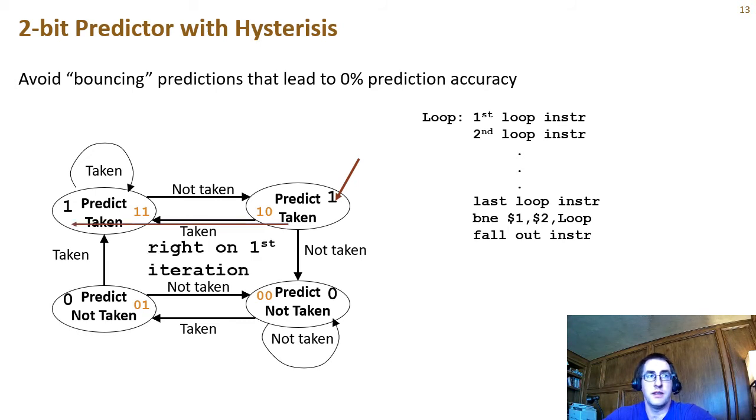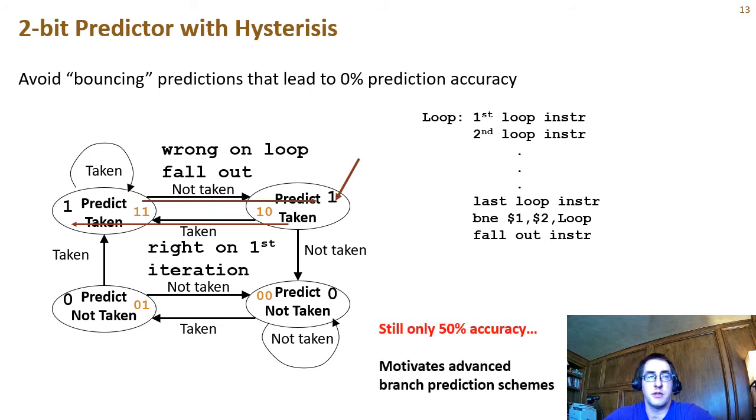When the loop branch is taken the first time, we're right on the first prediction, so we'll predict taken again, and it's not taken, so we'll be wrong on the fall-out. So we still only have a 50% accuracy, but it's somewhat better. This kind of loop structure or branch structure motivates more advanced branch prediction schemes, which we may talk about at a later date.